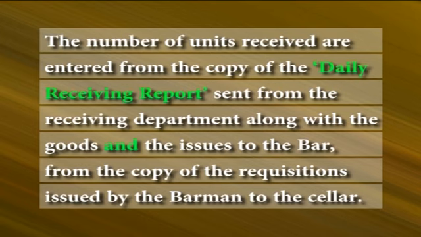The same records are maintained by staff who do not work in the cellar but from the accounts department. The number of units received are entered from the copy of the daily receiving report sent from the receiving department along with the goods, and the issues to the bar from the copy of the requisitions issued by the barman to the cellar. At any given time, the balance column on the bin cards of both the cellar and the accounts department should show the same quantities, which would be equal to the physical count.